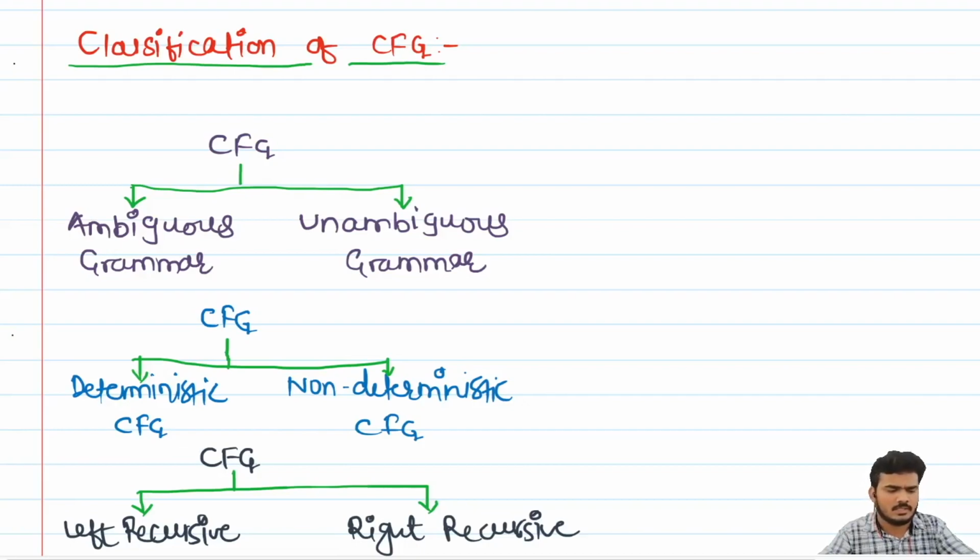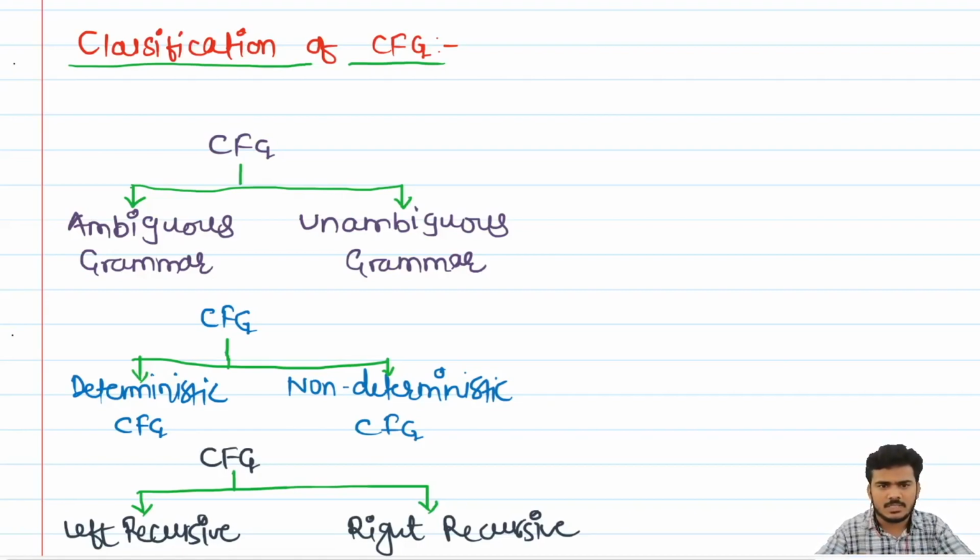A CFG is said to be ambiguous if there exists more than one parse tree for the same string, that is, more than one rightmost derivation or rightmost tree, or leftmost derivation or leftmost tree. Then we can say it is an ambiguous grammar. If a unique tree is present, that is one unique leftmost tree or one unique rightmost tree, then we can say that the grammar is unambiguous.